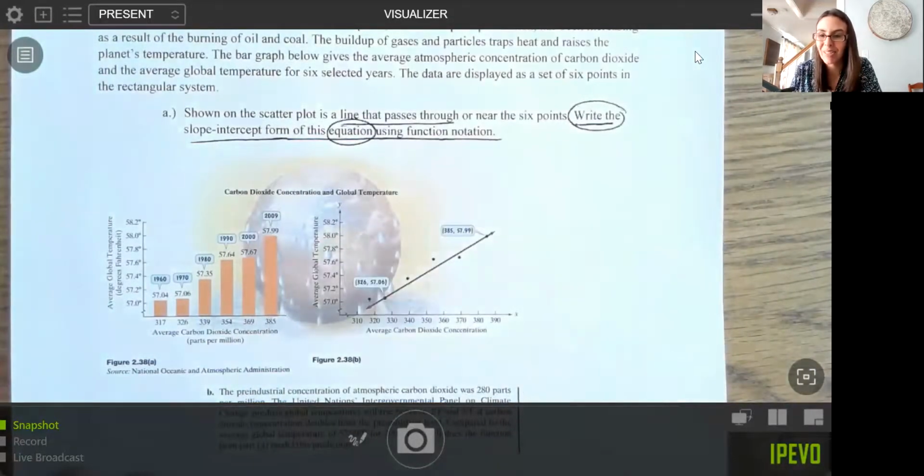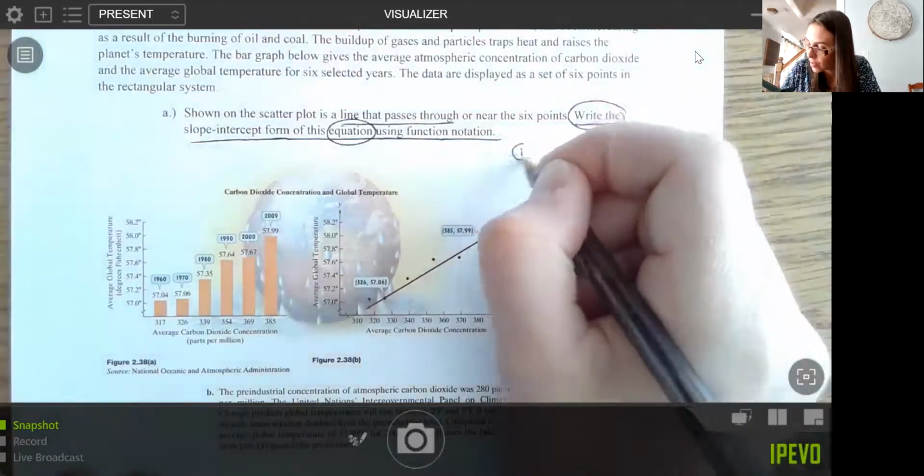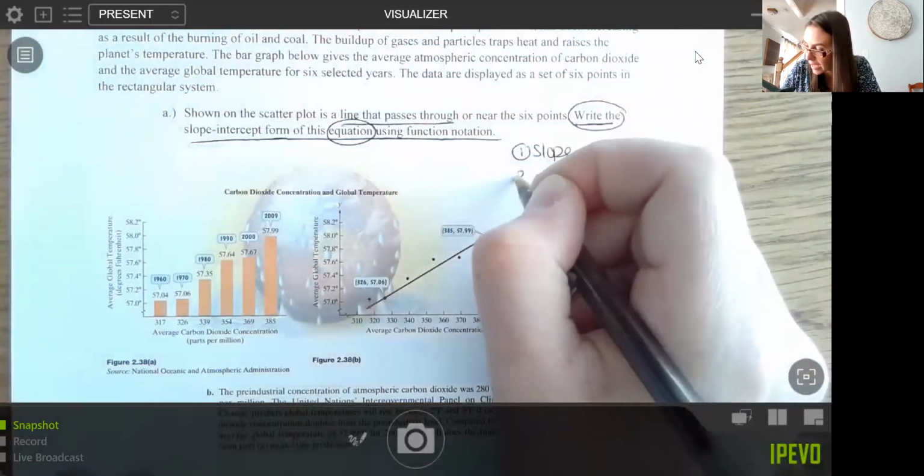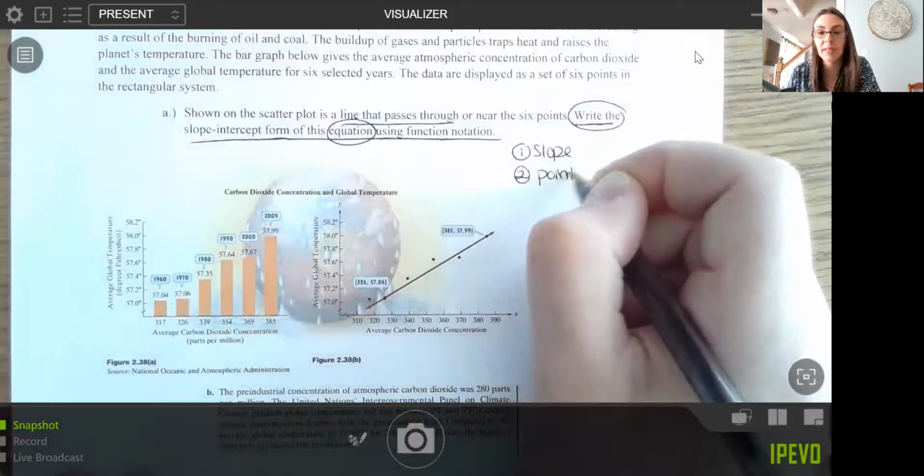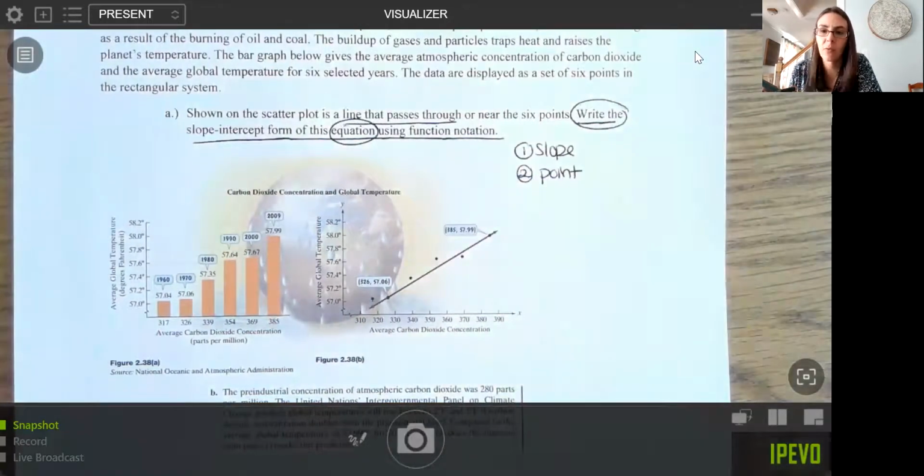So when we write the equation, we need a slope and we need a point. So those are two things that we need when we write equations. Doesn't matter which form you're in or how you're going to end up in the final answer. You need those two things to start.